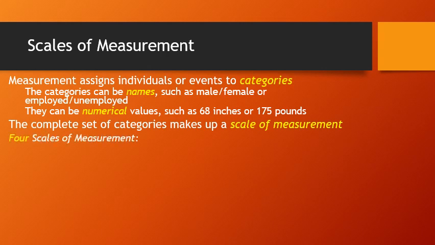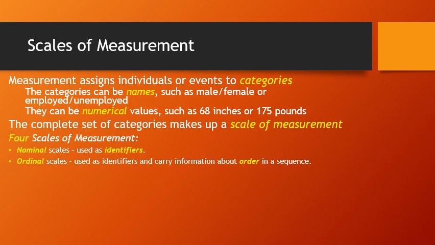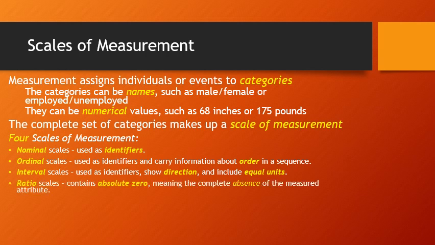There are 4 scales of measurement that we will be using in this class. There are nominal scales. These are used as identifiers. There are ordinal scales. They carry information about order in a sequence. There are interval scales that show direction. They can include equal units between each interval. And there are ratio scales. They contain an absolute zero, meaning the complete absence of the measured attribute. Watch this video to help you learn more about the scales of measurement. Just click on the video.